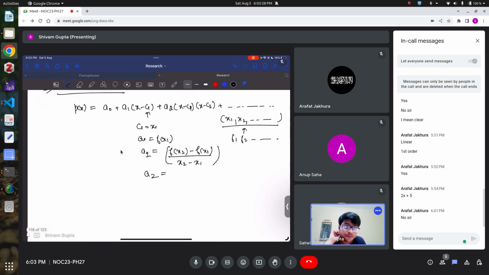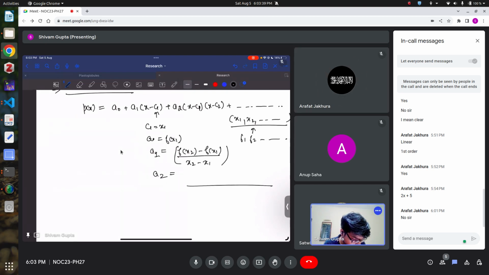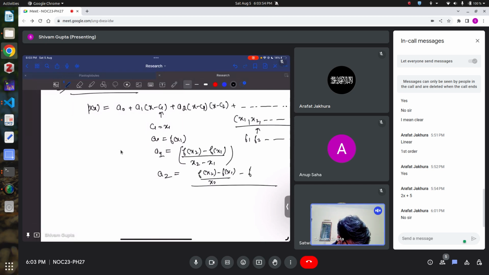So, what is a2? Sir, I haven't completed that lecture. Okay, not a problem. It's easier now. It is f of x2 minus f of x1. Okay. So here, since we have 3 points, we'll find it out like this. It is easier to remember. It's f of square bracket x2 comma x1.